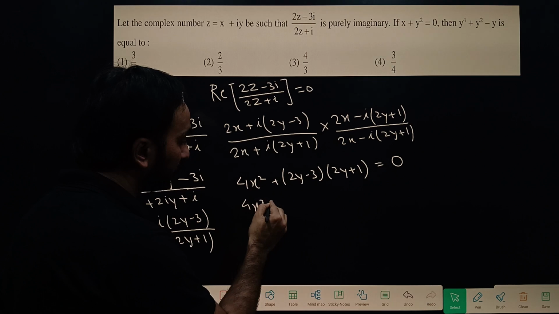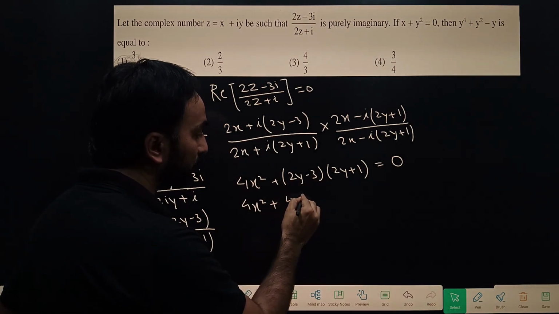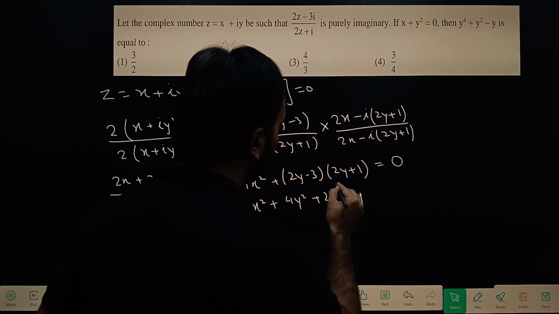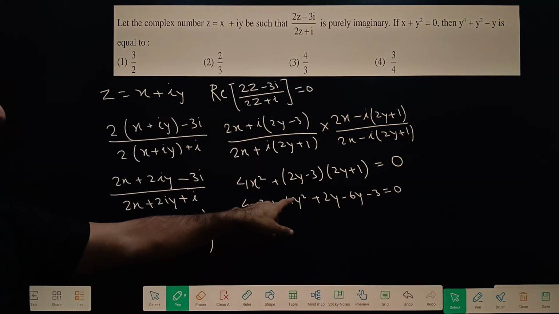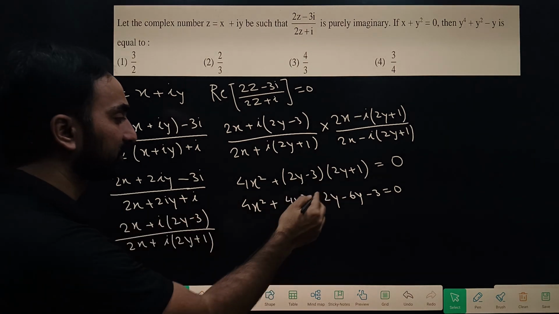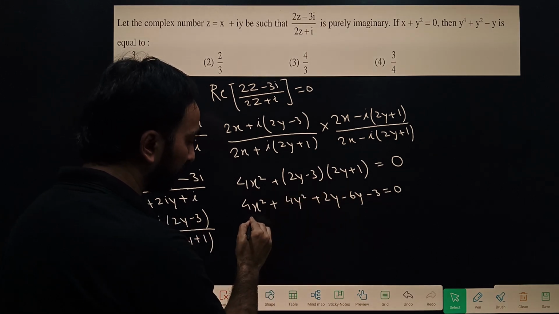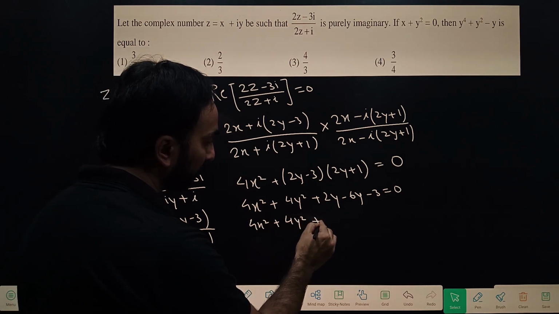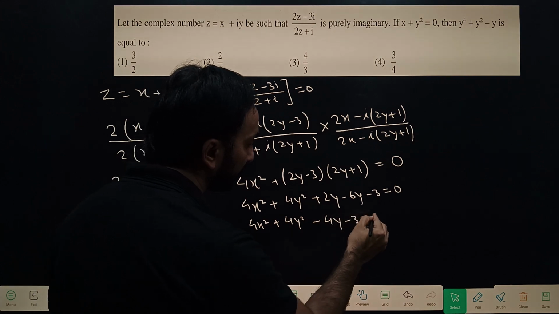Now we can solve it. 4x² plus 2y into 2y is 4y², plus 2y minus 6y, and minus 3. So we got 4x² + 4y² + 2y - 6y - 3. Here 2y minus 6y is minus 4y. So we can write it as 4x² + 4y² - 4y - 3 = 0.